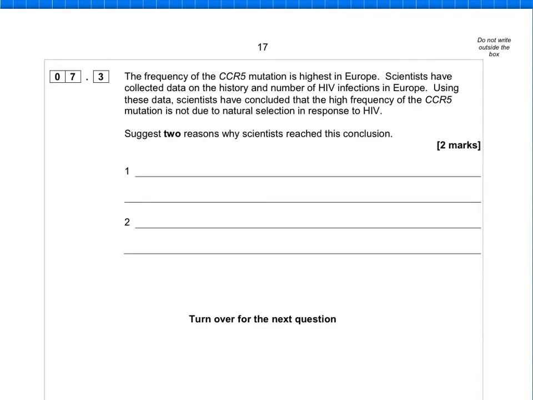Question 7.3, it says the frequency of the CCR5 mutation is highest in Europe. Scientists have collected data on the history and number of HIV infections in Europe. Using these data, scientists have concluded that the high frequency of the CCR5 mutation is not due to natural selection. Suggest 2 reasons why they reached this conclusion. Well, this is related to genetic diversity and adaptation, which is 3.4.4.